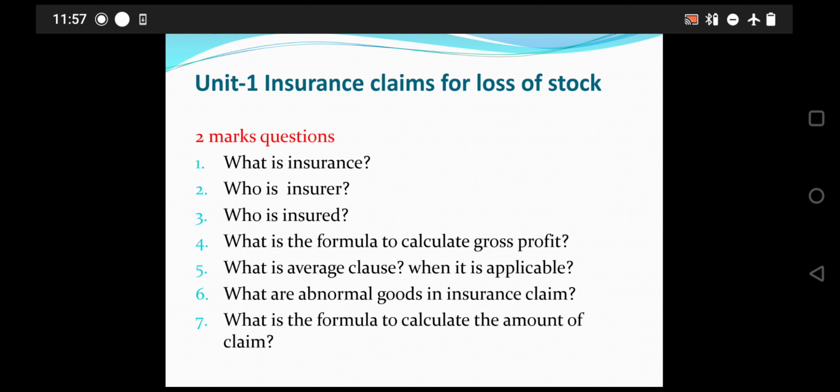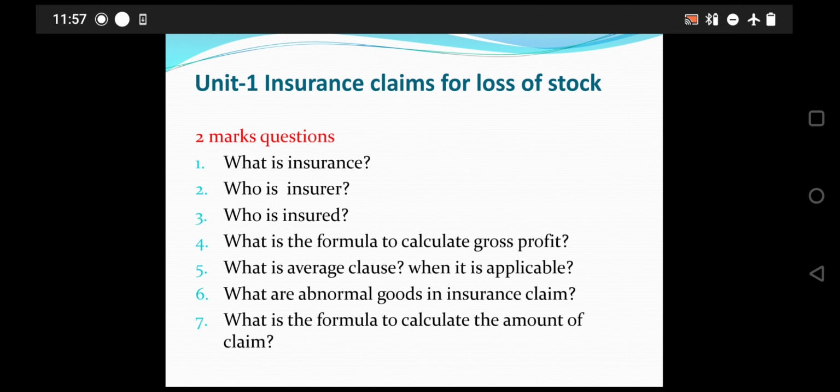And what is the formula for calculating gross profit? Gross profit is normally calculated as a rate, also called the rate of gross profit. The formula is: rate of gross profit is equal to gross profit divided by sales into 100, especially net sales into 100. So this may be asked for 2 marks.